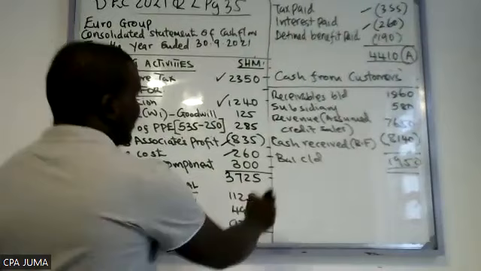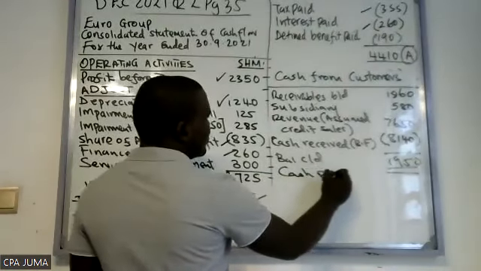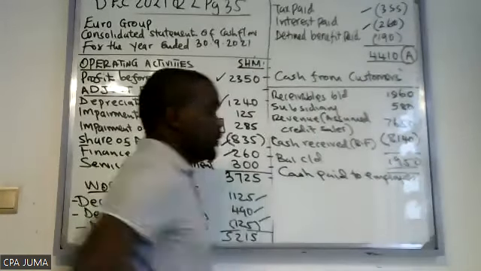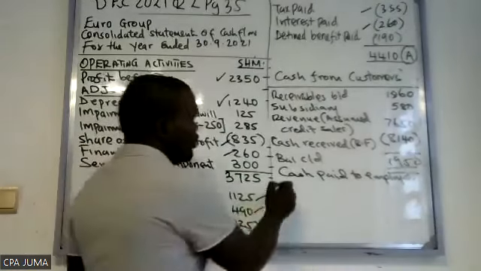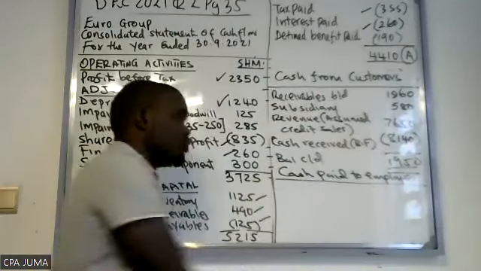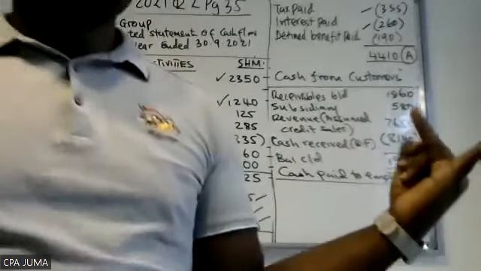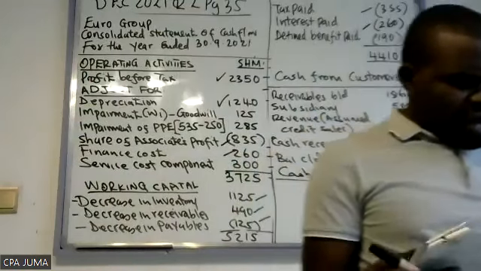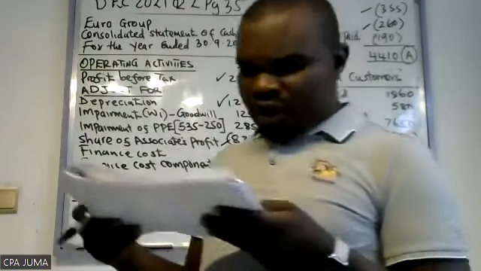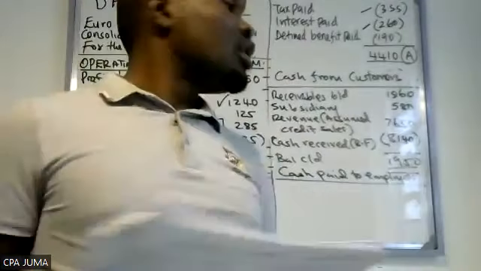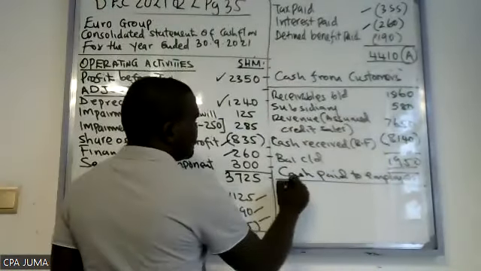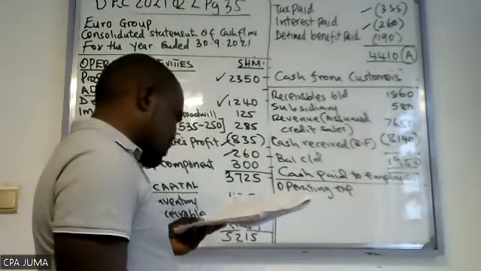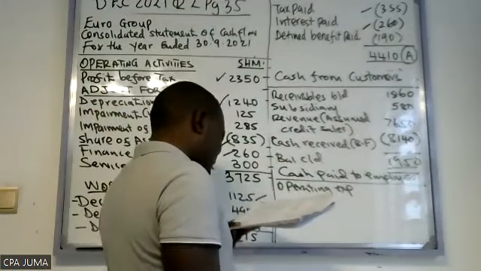All right, then cash paid to employees. Cash paid to employees, you check administrative and distribution. Administrative and distribution. Apparently, here, they just said operating expenses. So you can check what? So I'll take the operating expenses. Operating expenses is 1540.